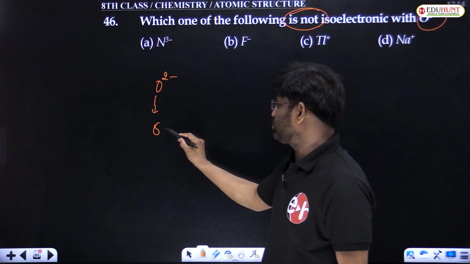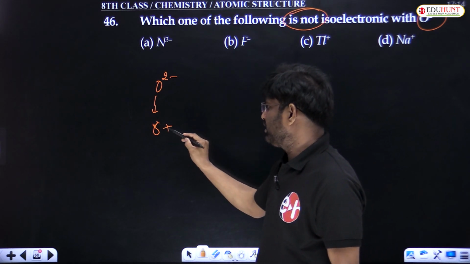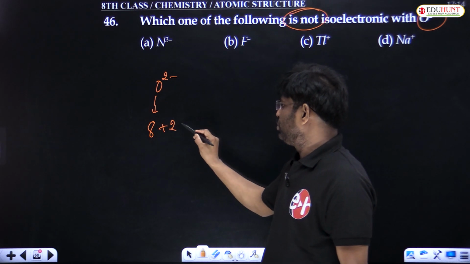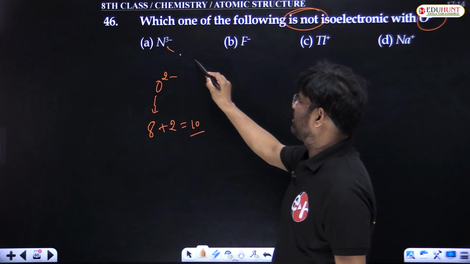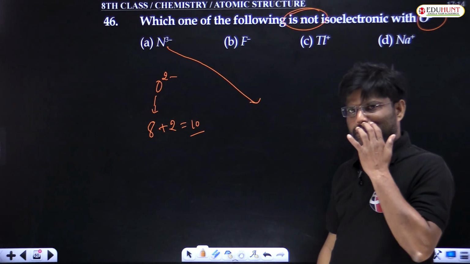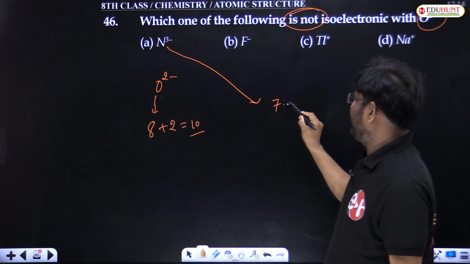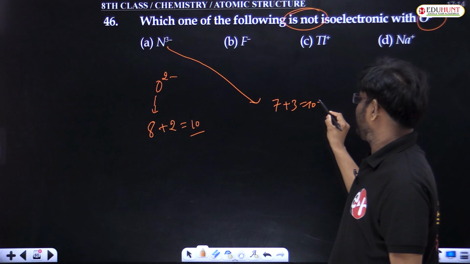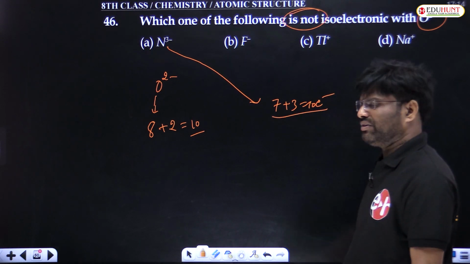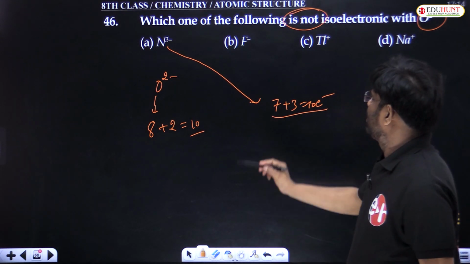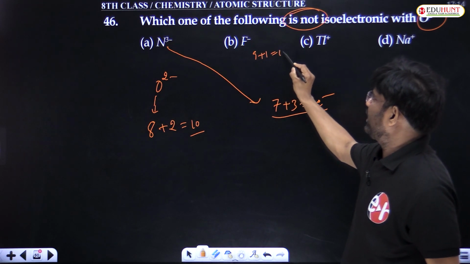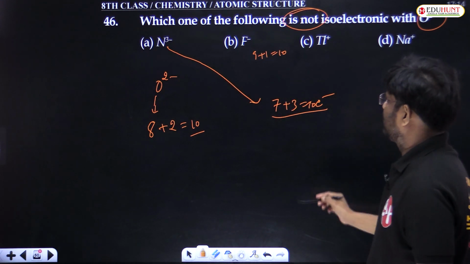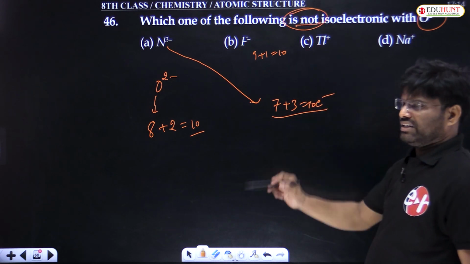Minus 2 means what? 2 electrons. 8 plus 2, 10 electrons. Next, N3 minus is given as option A. 7 plus 3, 10 electrons. So isoelectronic with this is correct only, 10 electrons. F minus means what? 9 plus 1, so 10 electrons. This is possible, but he is asking for the one that is not.